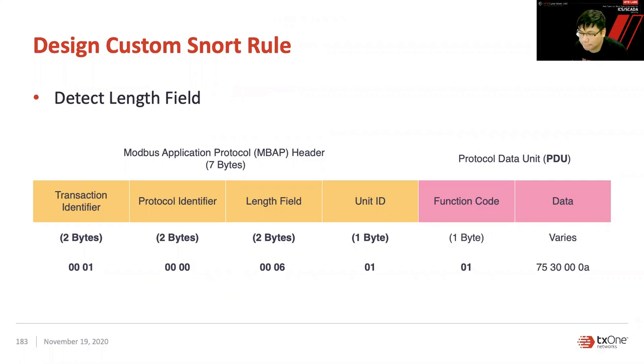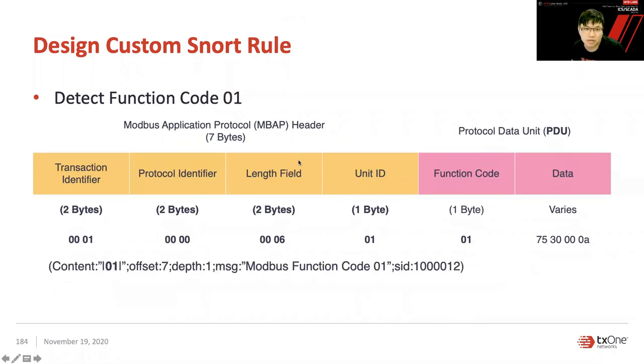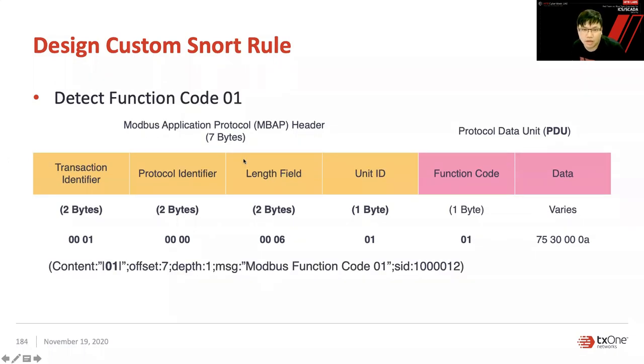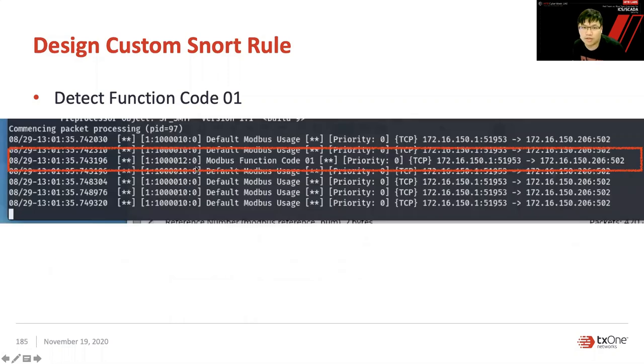So detect the length about here. So also you will see here, how to write this signature? We just need to detect the length, and also the function code. So here is the function code: offset 7, from 8. It starts at 7 and from 8, one byte. And if the content is 01, we will say it's Modbus function code 01. So you will detect it.